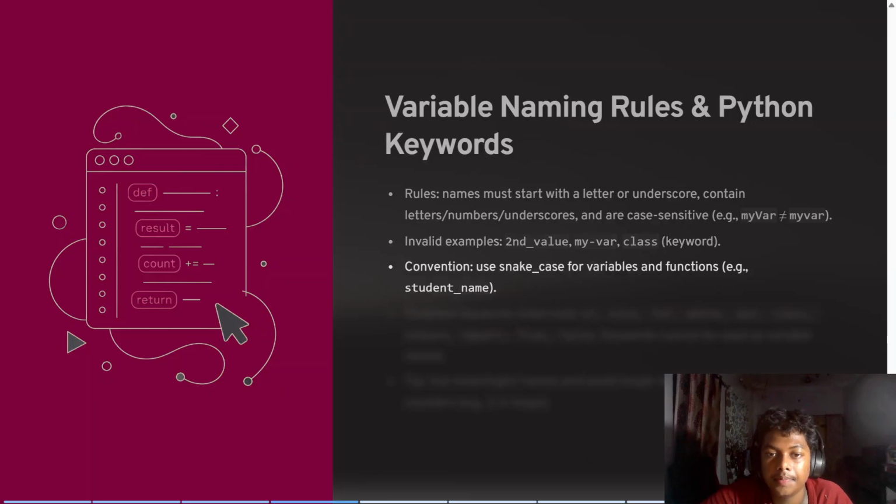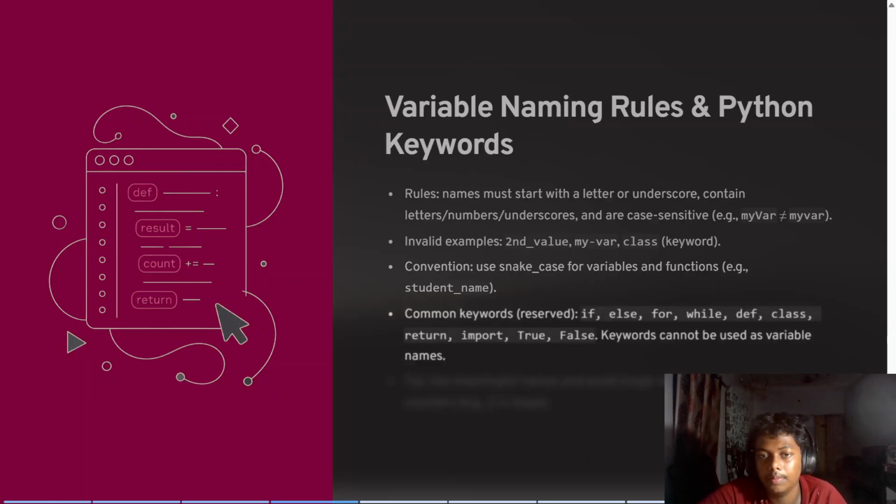Class is a keyword. The convention is to use snake case for variables and functions, for example student_name. Without that underscore it will be like student name, student roll number, which is like giving a space. If you give only a space and no underscore, it treats it differently. I'll come to that point after I complete the PPT.